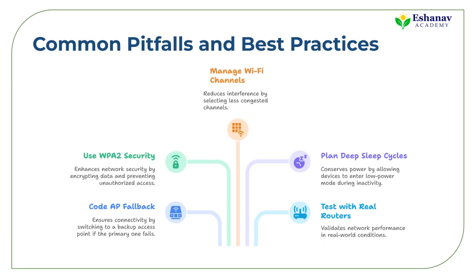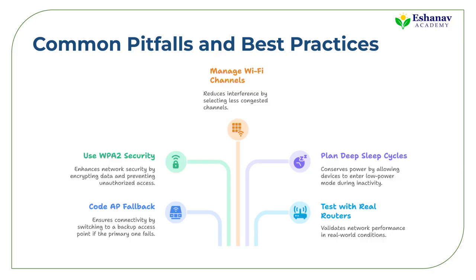Here's where most people trip up. First, hard-coding Wi-Fi credentials without fallback leads to bricked devices when SSIDs change. Always provide AP fallback. Second, don't leave AP mode open. I've seen test devices hijacked because someone left the password empty.